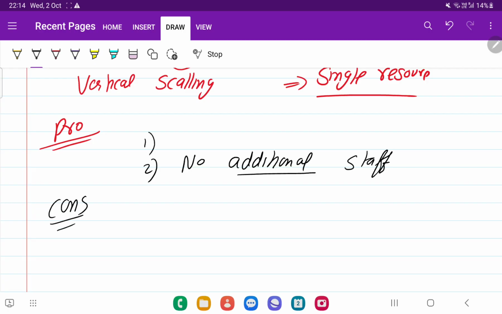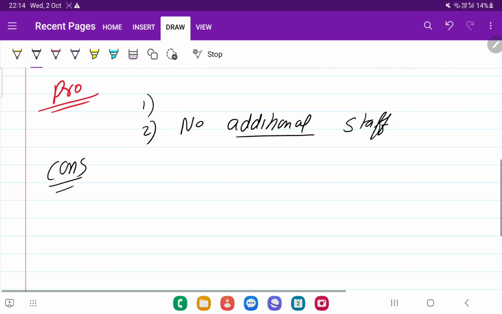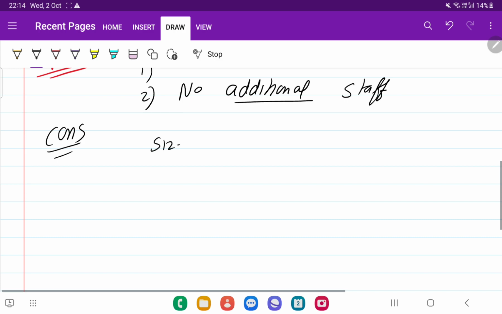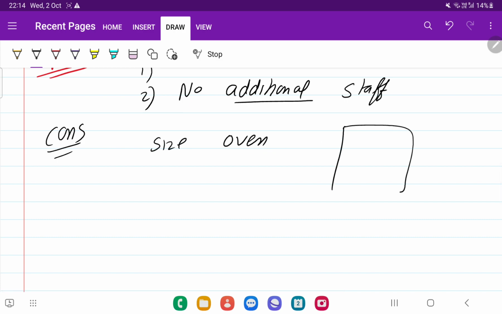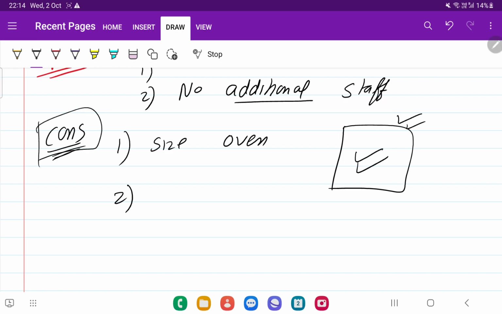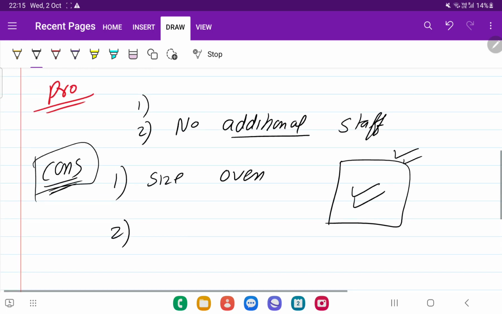Now let us talk about cons. So basically now we are increasing the size of the oven, okay, but we can increase the size of the oven only to a particular extent. We can't just make it too big, okay. And one more con is that if we have only one oven and let's say that oven is not working properly, I can say that there is a single point of failure. Okay, so if the oven breaks, the entire operation gets halted. So it means if you have only one oven, there will be a bit of a problem.